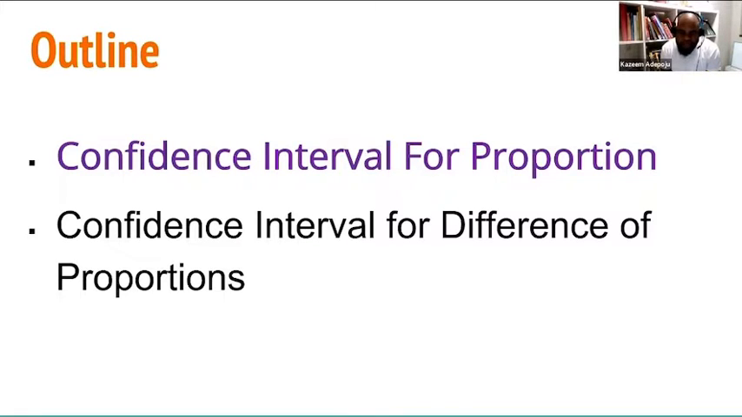At times, what we may want to estimate may actually be a proportion instead of the mean. So how do we estimate proportion for one population, and how do we construct a confidence interval for that, and how do we do that for two populations, and how do we construct the confidence interval for that? That would be the focus of today.